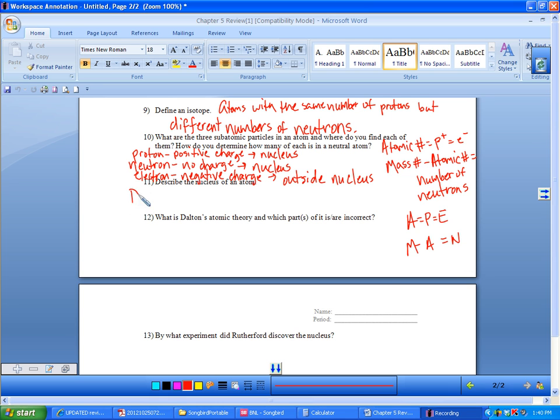The nucleus of an atom is a densely packed center that contains protons and neutrons. Okay, let me see if I left anything out there. Nope. Okay. I'm going to stop and then go back and start another one. We're going to start with number 12 on the other one.